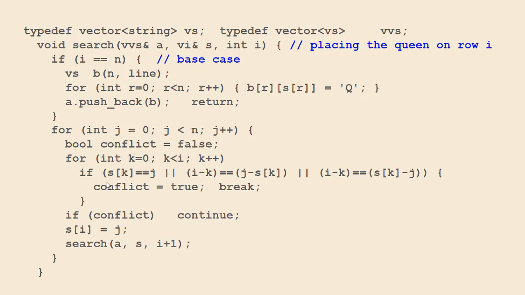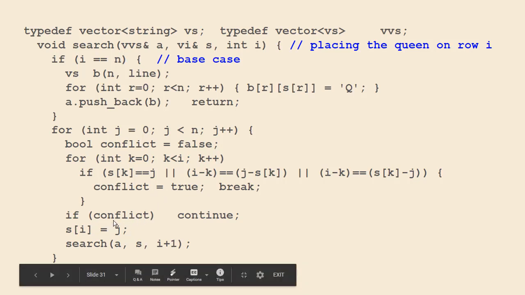Here the logic is exactly the same. It's just that instead of using a continue on the outer loop or a goto statement, I use a Boolean variable to store whether there is a conflict. When we find a conflict, we set that and then break, and in that case we can skip using this position.